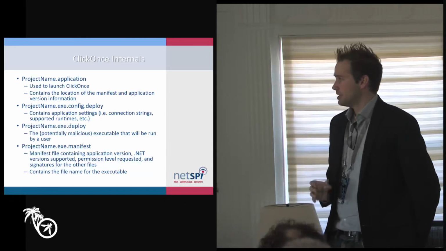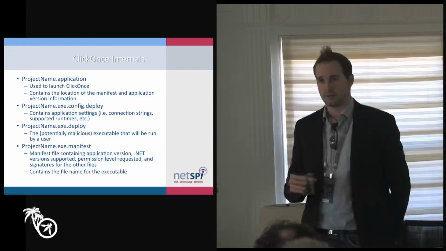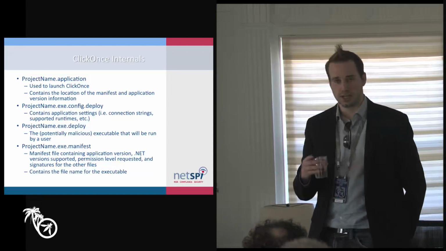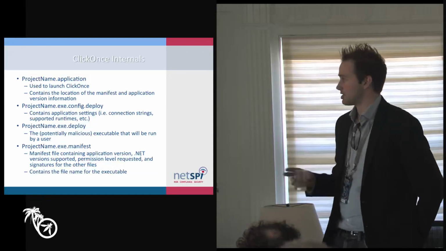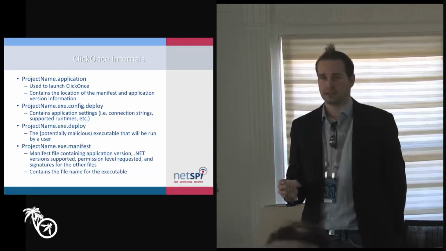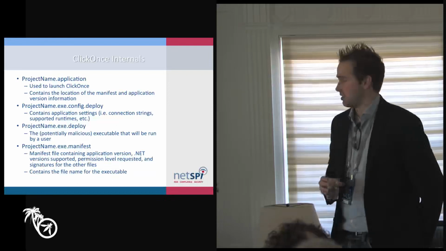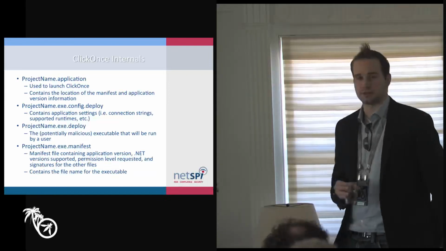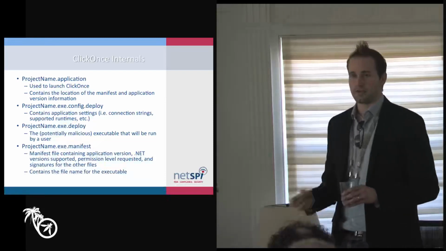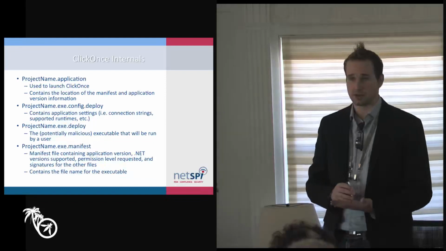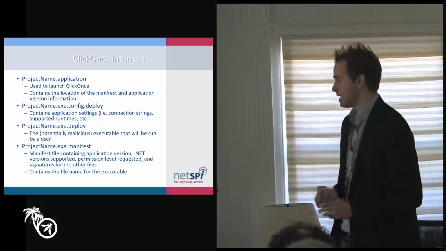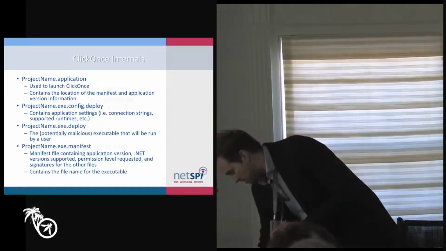The config.deploy contains the application settings specific to that version. So if you have to, say, update the application, this is where those connection strings are going to be stored, and any supported runtimes as well. Then you've got the exe.deploy. That is the potentially malicious executable that you're going to install on the user's system. And then the manifest file. That contains the .NET versions that are supported, the permission levels that are requested by ClickOnce, and the signatures for all the other files. And it also contains the file name for the executable itself.